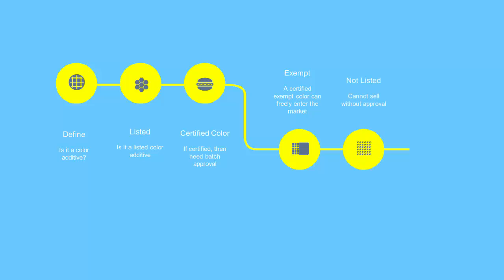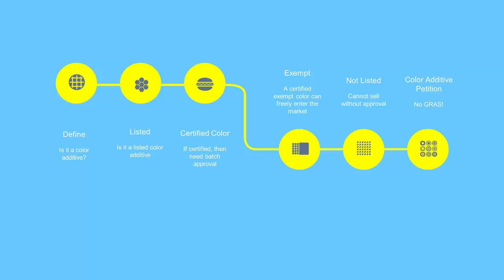If we get into the situation where it's not listed, it's not in any of the subparts for food, or it's not something that we see in the listing, we cannot sell without approval. If we put an unapproved color additive into the market, you have an adulterated food product and are subject to all the enforcement actions that we've talked about in the previous course.